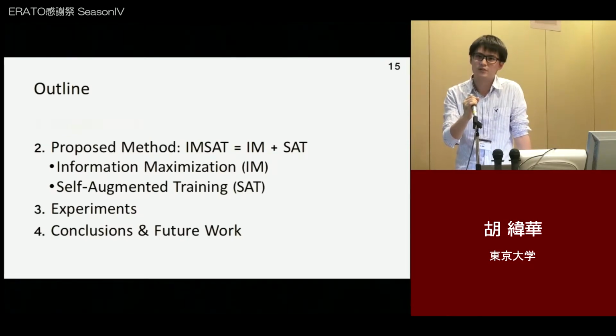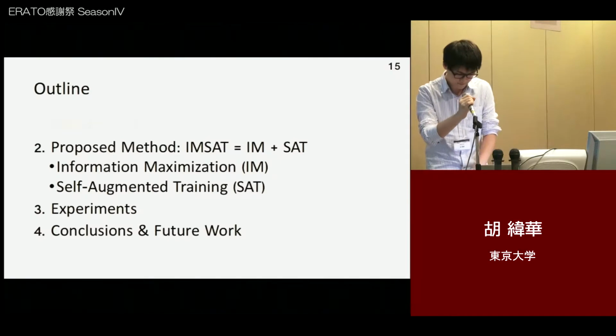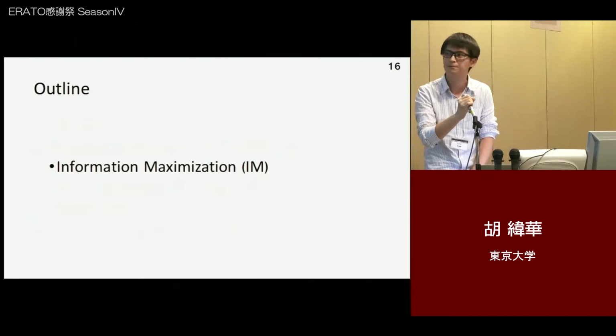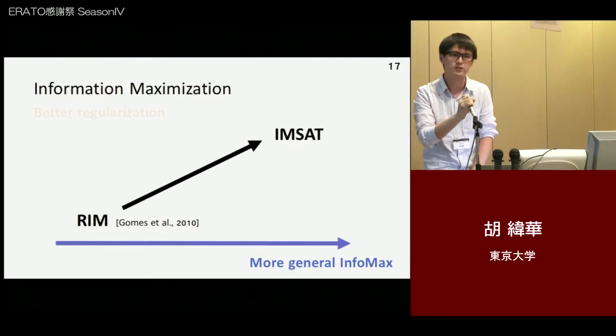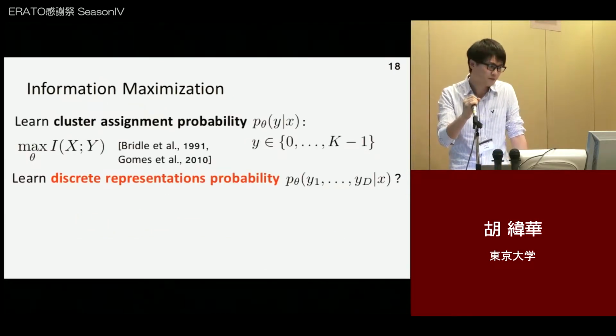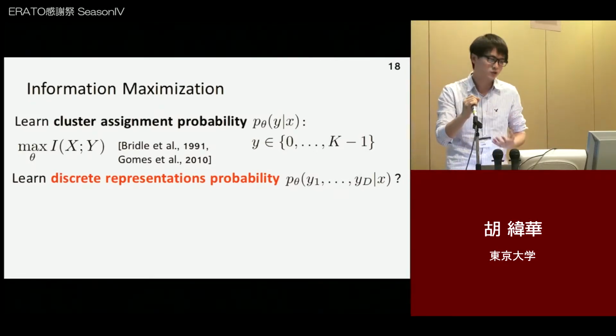And IMSAT consists of two parts. It consists of information maximization and self-augmented training. So first, I'm going to talk about information maximization, which is in this direction. So in the previous method, RIM, it basically tried to learn the cluster assignment probability, P of y given x. So x is the data and y is the cluster assignment, by maximizing the mutual information between x and y.